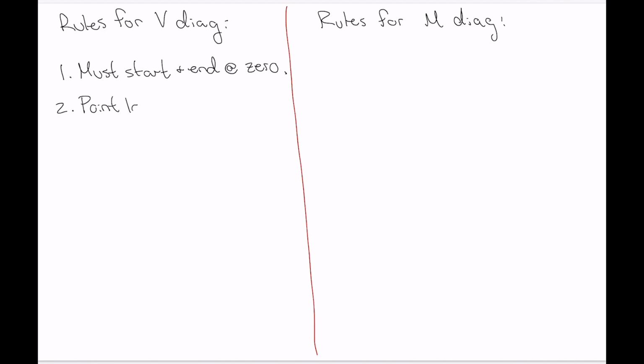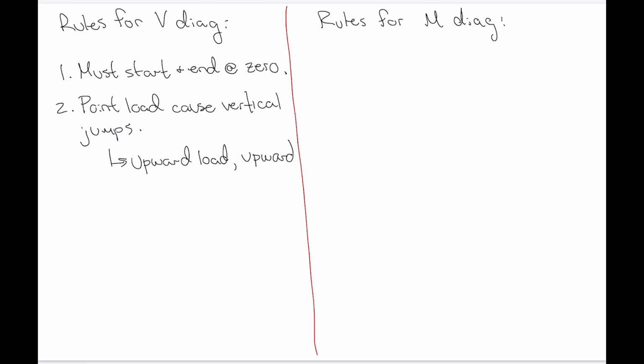So point loads cause vertical jumps. And then we have upward load, upward jump. Okay, and vice versa.